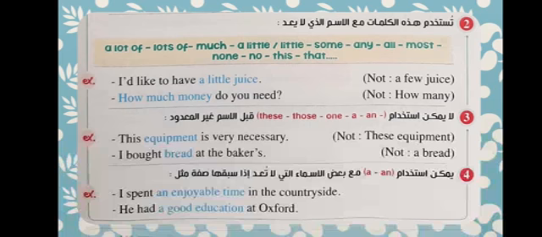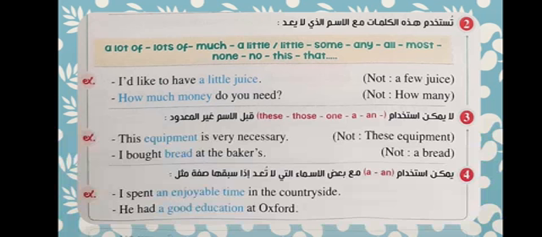You can also use quantifiers like a lot of, lots of, much, a little, little, some, any, all, most, none, no, this, that, with uncountable nouns. For example, I'd like to have a little juice. How much money do you need? You can't use these, those, one, a, an with uncountable nouns. For example, this equipment is very necessary. I bought the bread at the baker's.